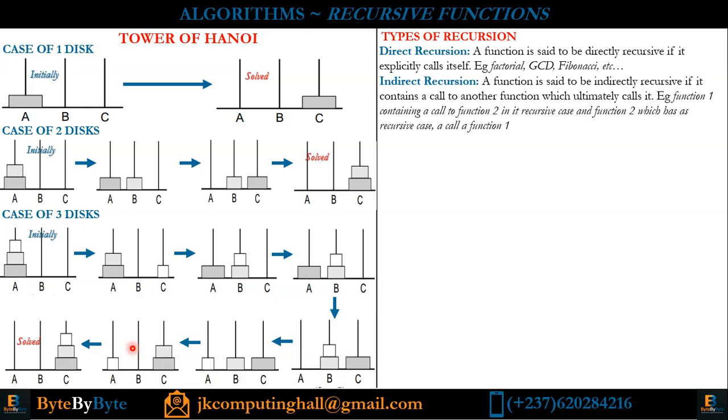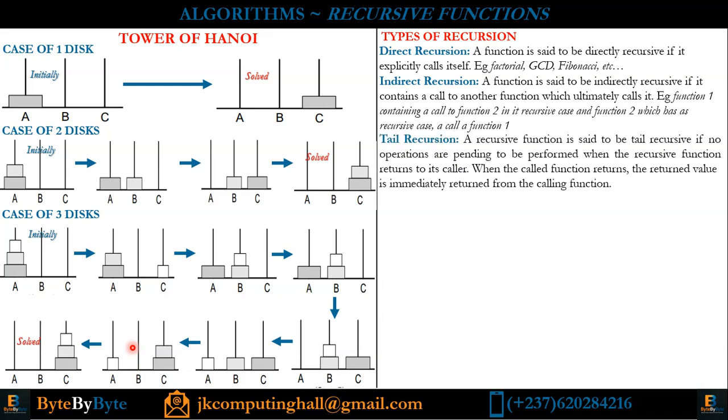Indirect recursion. A function is said to be indirectly recursive if it contains a call to another function which ultimately calls it. E.g., function 1 containing a call to function 2 in its recursive case, and function 2 which has as recursive case a call to function 1. So that we call indirect recursion. That is, A in its recursive case calls B, and B in its recursive case calls A. That's what we call indirect recursion. It is true we never had an example on it, but it will be good for you to understand. The last one is the tail recursion.